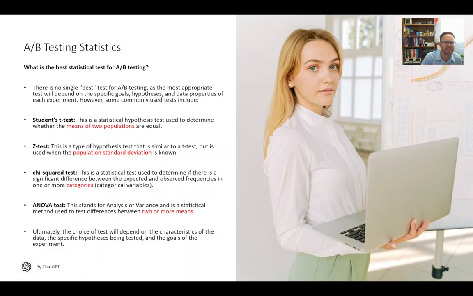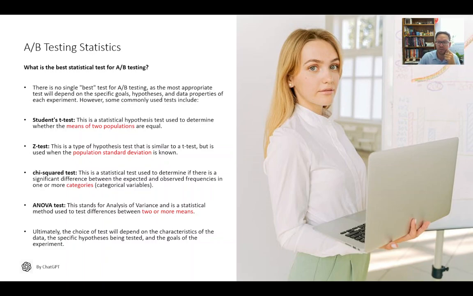Now the chi-squared test is a statistical test to determine if there is a significant difference between the expected and observed frequencies in one or more categories. This is the key thing. The first one, Student's t-test, is measuring means, so it's like money or time, because this is a continuous variable, right? How much money are they spending? That's a real number and it's a continuous variable. How much time are they spending? That's a real number, it's a continuous variable.